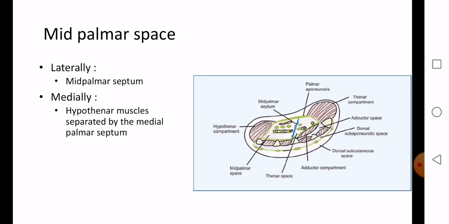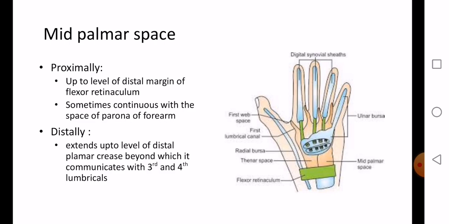Laterally what is there? You have the mid-palmar septum, and medially the hypothenar muscles separated by the medial palmar septum. I hope it is clear. The mid-palmar space, proximal and distal extent.